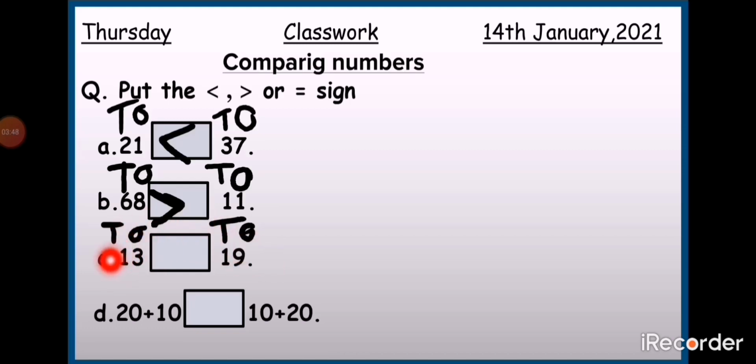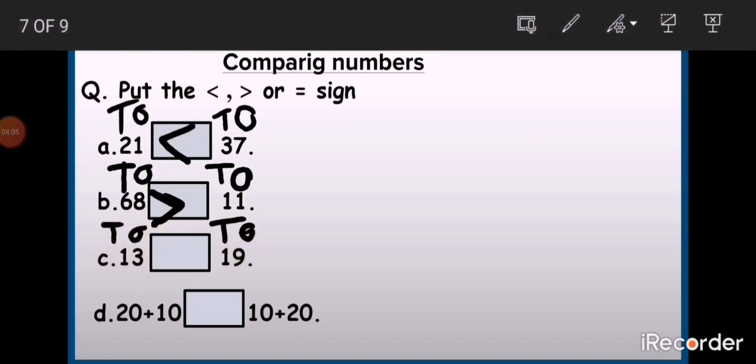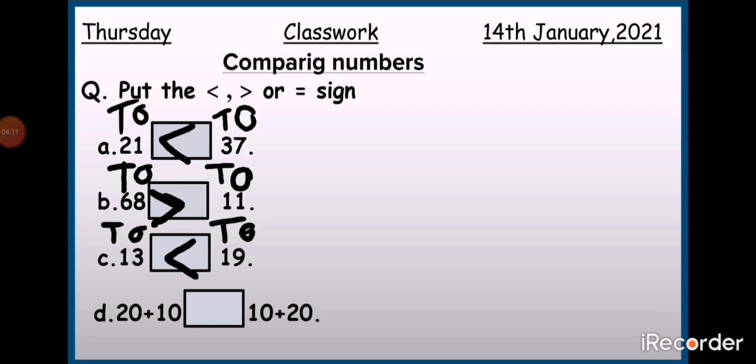Now, compare the tens. In number 13, there is 1 ten. In number 19, there is 1 ten. Tens are the same, but ones are different. In 13, there are fewer ones than 19. It means number 13 is smaller than number 19. So we'll put the smaller than sign, and we put the pointed side or closed side towards 13 and the open side towards 19.